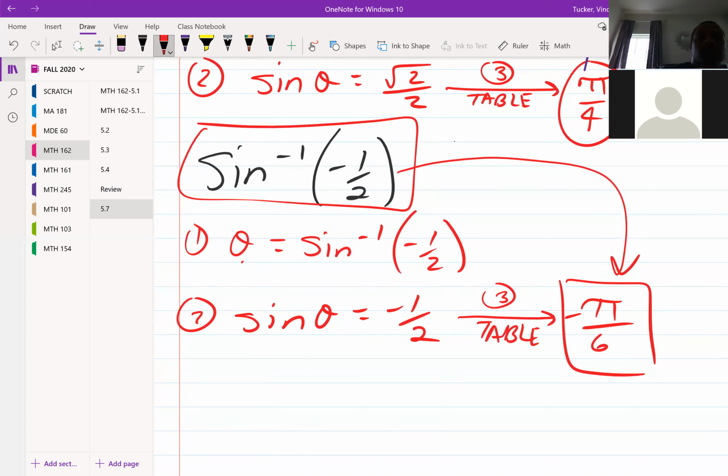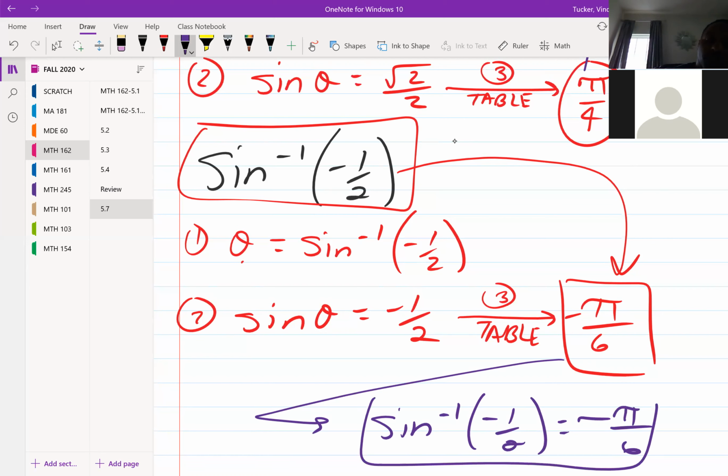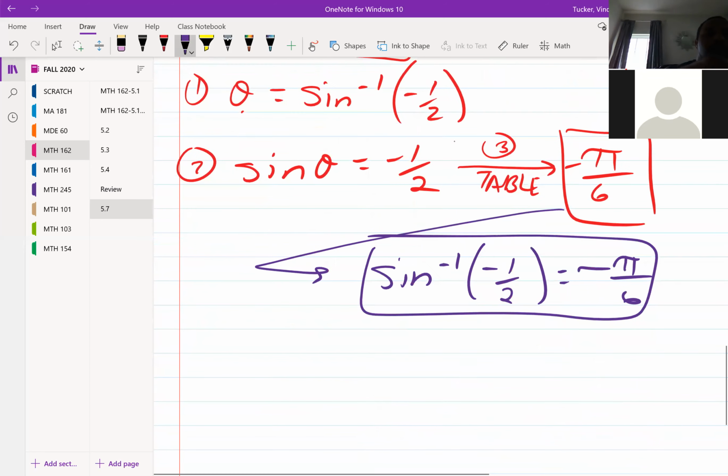So really, the only thing that you would have, without any of the steps, is sine inverse of -1/2 is equal to negative pi over 6. So that would be the problem and then the answer to your problem. All right. Any other questions before we look at cosine? All right, so let's do cosine.